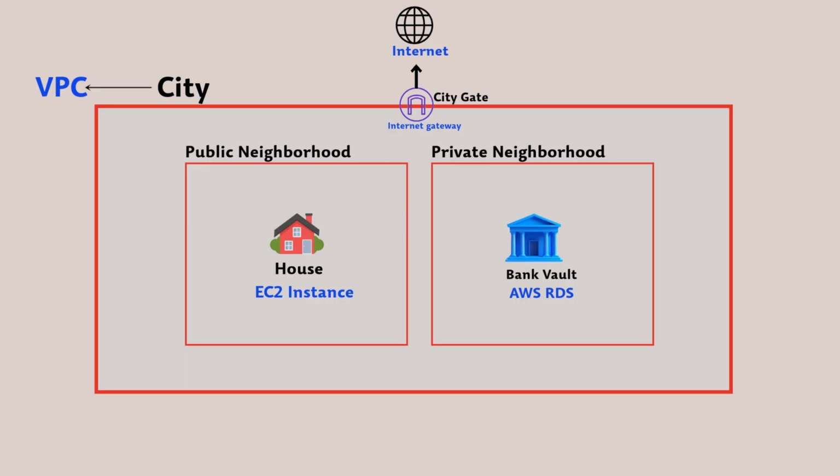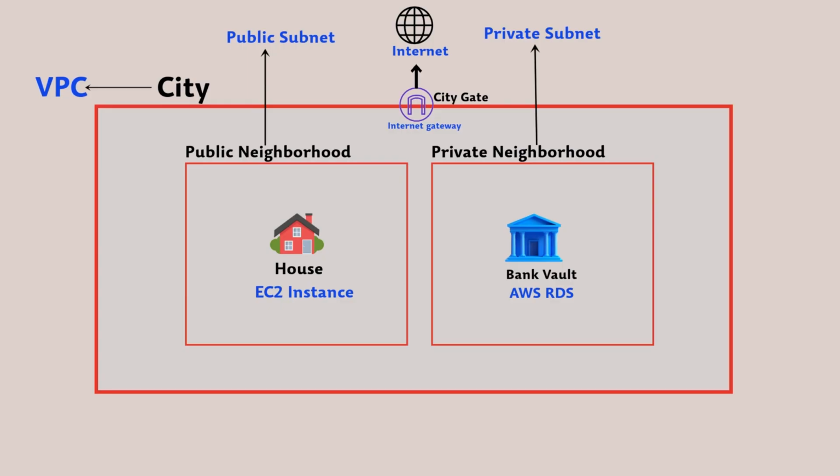Now let's consider this public neighborhood. Public neighborhood we can consider as a public subnet. A public subnet is a subnet whose route table contains a route to an internet gateway, allowing resources with public IP addresses to communicate with the internet. We also have a private neighborhood. Private neighborhood can be considered as a private subnet, a subnet that does not have a direct route to an internet gateway, preventing resources from being directly accessible from the internet.